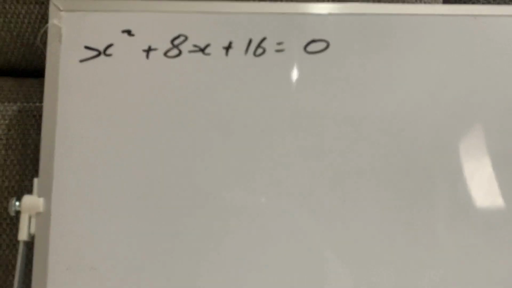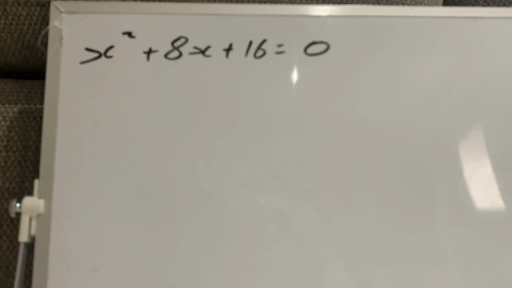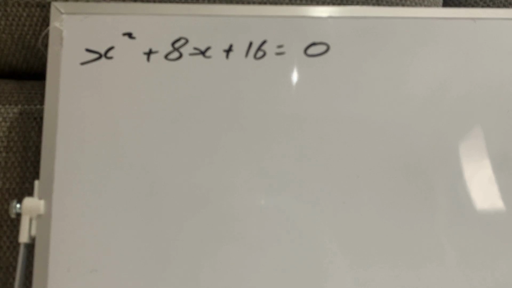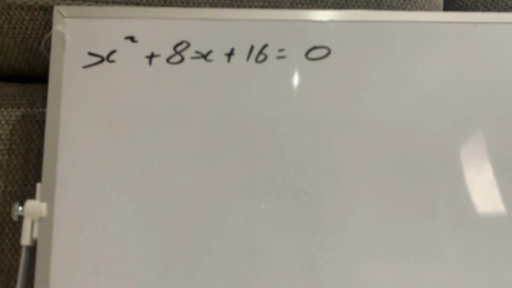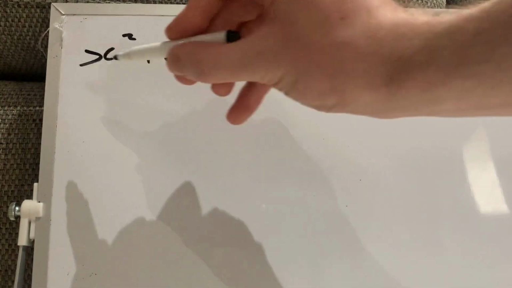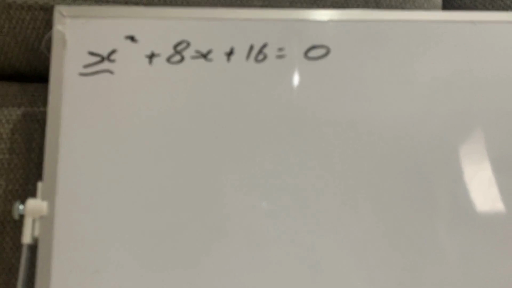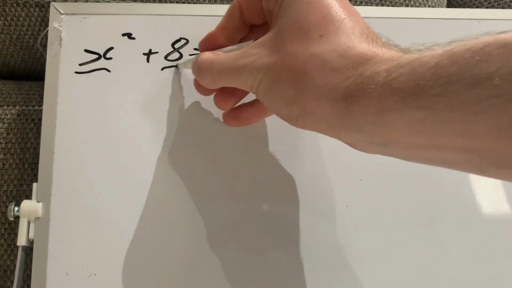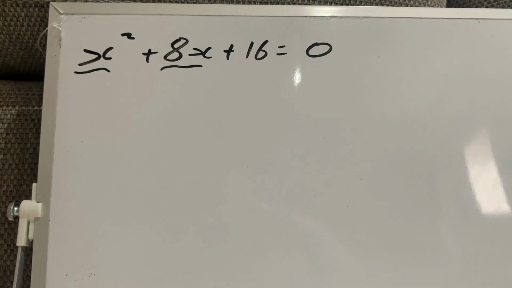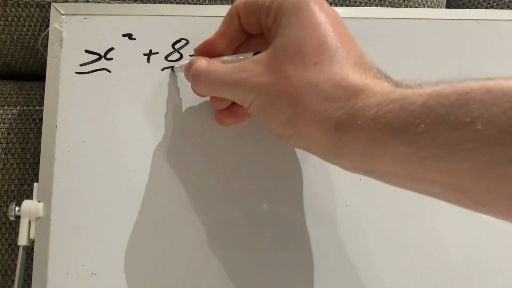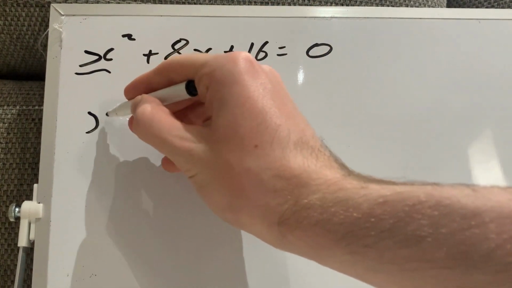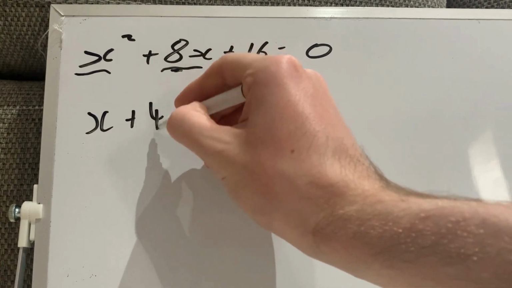Okay, so let's say I gave you this right here, x squared plus 8x plus 16 equals 0. And I asked you to find the solutions to this equation using completing the square, okay? So with what we just looked at, we can see that the coefficient of the x squared term is 1. So that means we can go right into completing the square. And so we're going to look at 8x here. And remember what I said, this is always going to be double what we're going to have inside the brackets. So we're going to do x plus 4 squared.